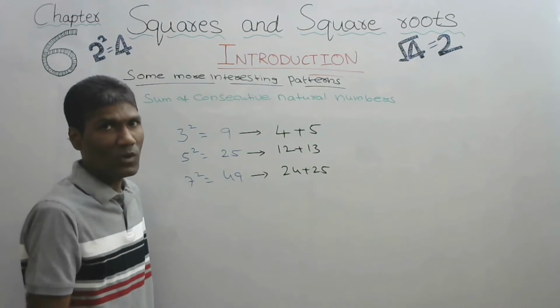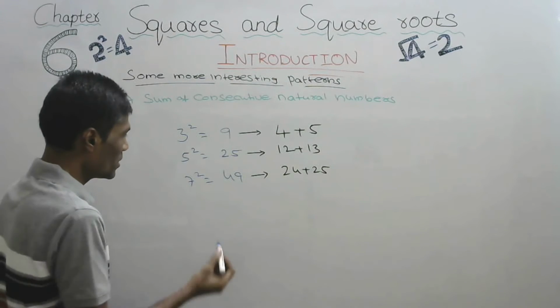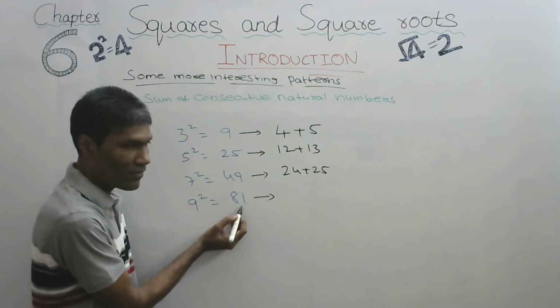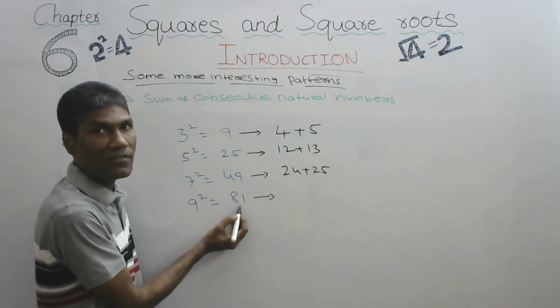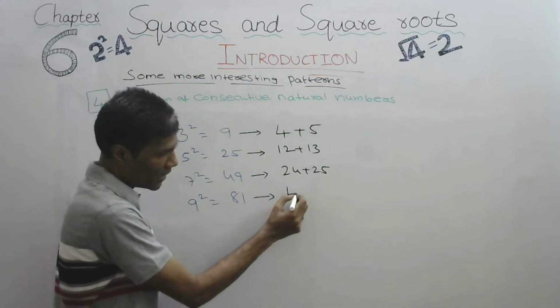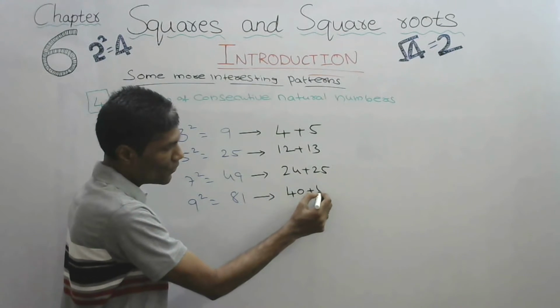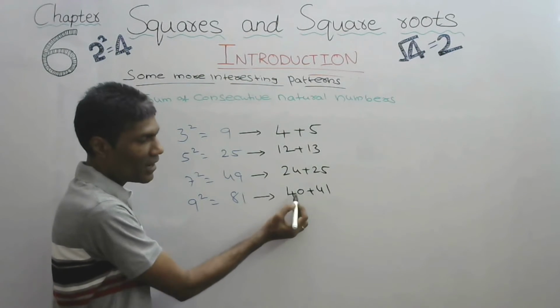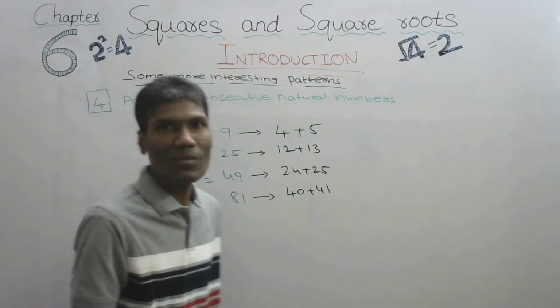Let us see for one more whether it is working out or not. Say 9 square, 81. What is the half of 81? 40.5. So 40 plus 41. If you see, the total will be 81 and these two are consecutive numbers.